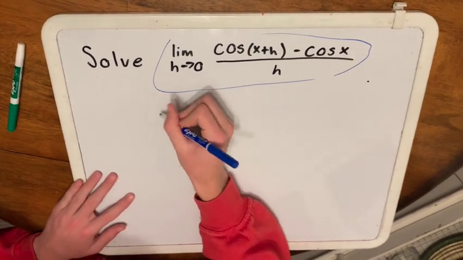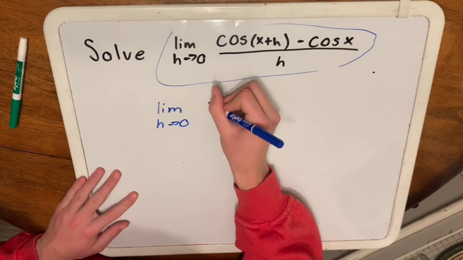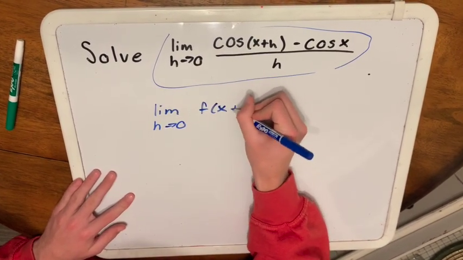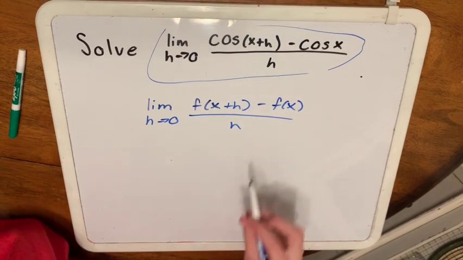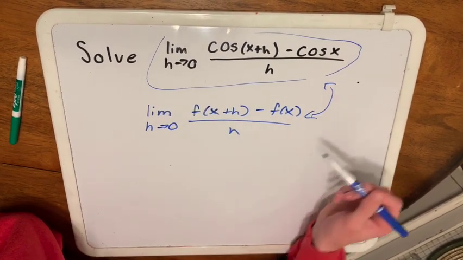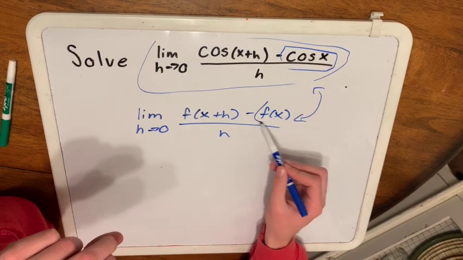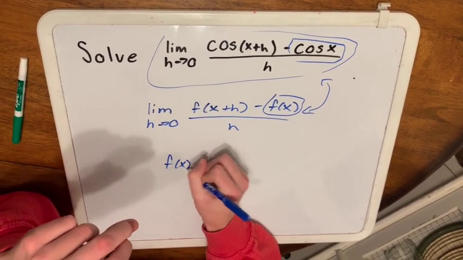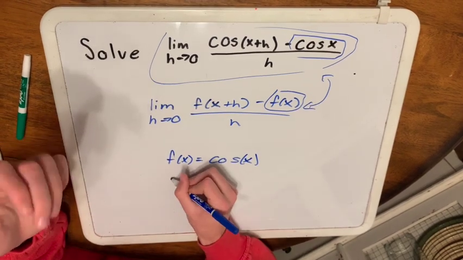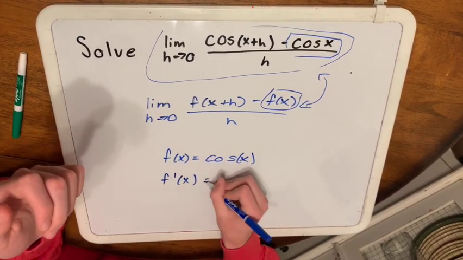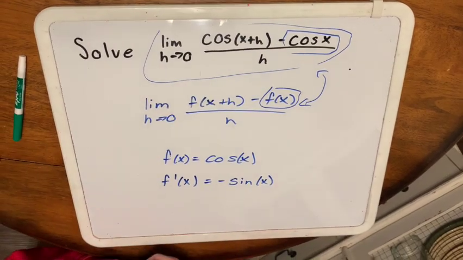As we know, the base limit for the definition of the derivative is the limit as h approaches 0 of f of x plus h minus f of x over h. As we can see, this is following a very similar structure. From what we can tell, cosine x is the f of x here. So f of x is equal to cosine x. And then from here, we can just use the rule that we know, that f prime of x is going to be equal to negative sine x. And that is how you solve one of these problems.